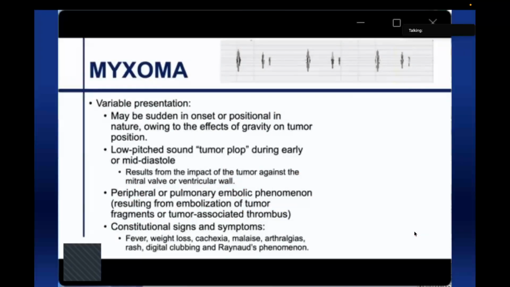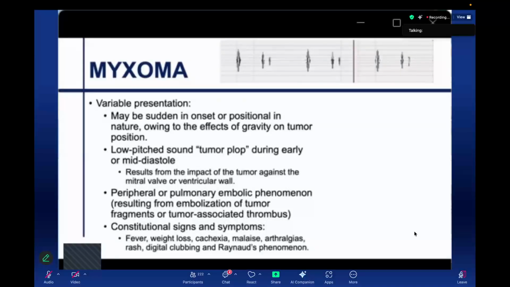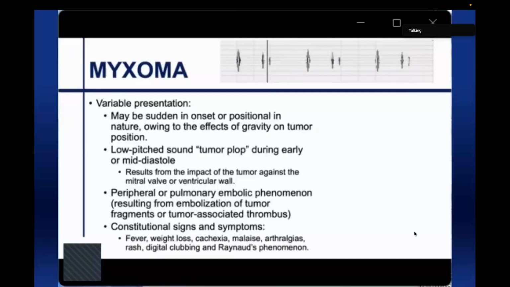Okay, can you hear that? Myxoma has a variable presentation, may be sudden in onset or positional in nature, owing to the effects of gravity on tumor position. As you can hear, there's a low pitch sound, your tumor plop, during early or mid diastole. It results from the impact of the tumor against the mitral valve or your ventricular wall. Peripheral or pulmonary embolic phenomena result from embolization of tumor fragments or tumor-associated thrombus.